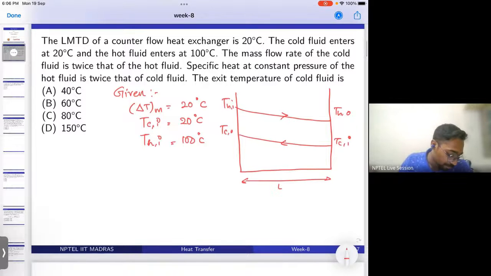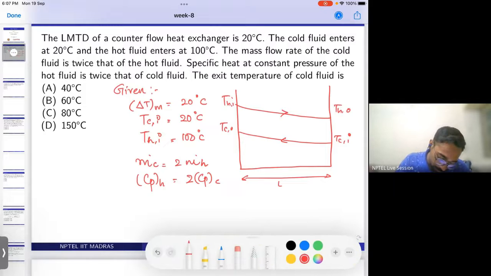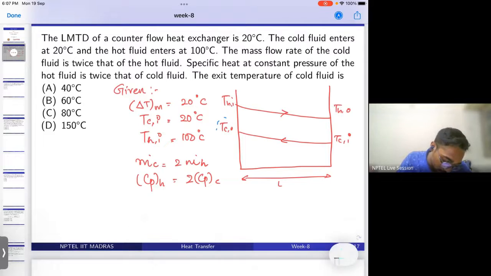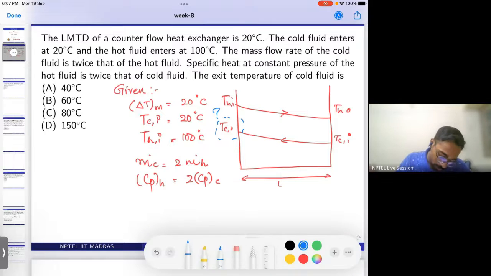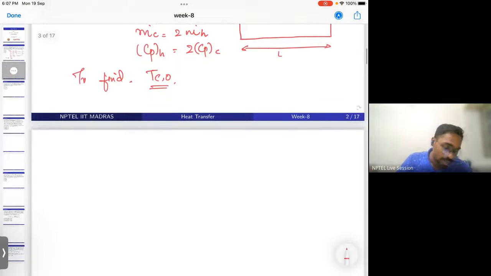Also it is given that the mass flow rate of the cold fluid is twice that of the mass flow rate of the hot fluid, and the specific heat at constant pressure for the hot fluid is twice that of the specific heat of the cold fluid. So these are the given conditions in the question. We are asked to find the exit temperature of the cold fluid, which is TCO.